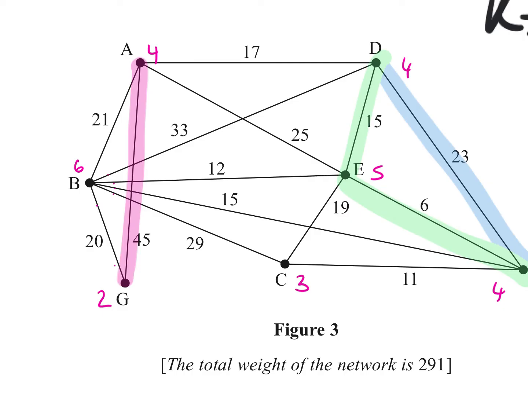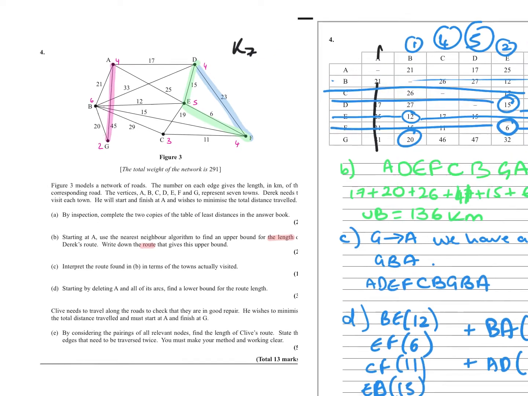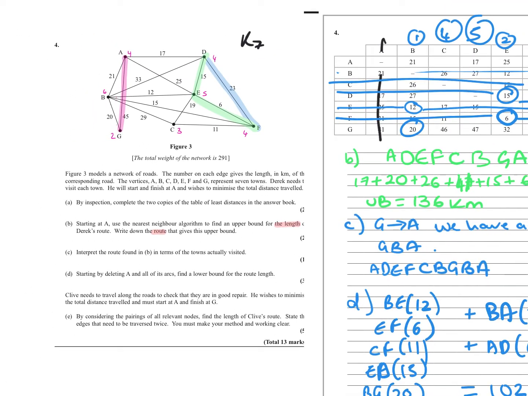That's not right, is it? I have only 1 pair of odd nodes. Brilliant. Okay, so this is where we think to ourselves, right, we've got 1 pair of odd nodes. People freak out. Let's not freak out, okay? We have 1 pair of odd nodes.